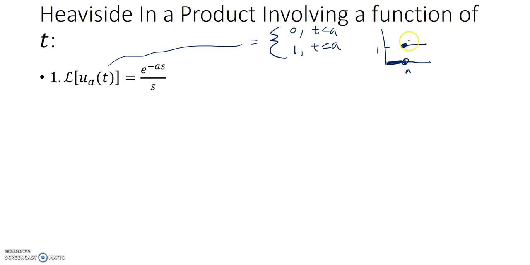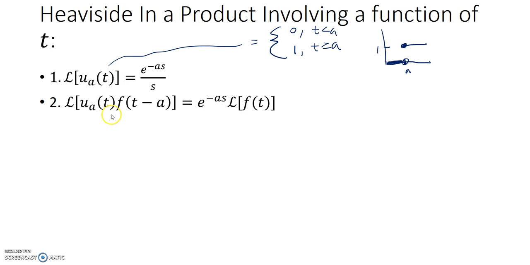This is an important function because it can act as a switching function. It can turn things on or off. Zeros and ones will do that. When you multiply by 0, you get 0, and when you multiply by 1, you get whatever you multiplied it by. So we oftentimes want to multiply it by a function. In this Laplace transform, we're going to take a Heaviside times some function, but that function isn't just the function itself. It's that function shifted over to the right a units.